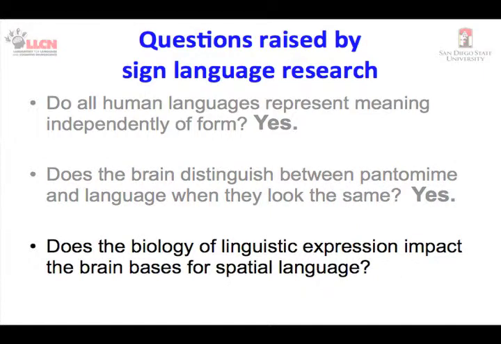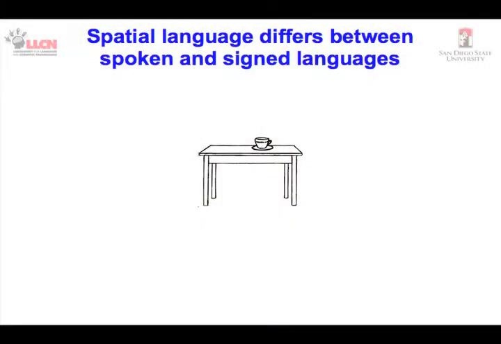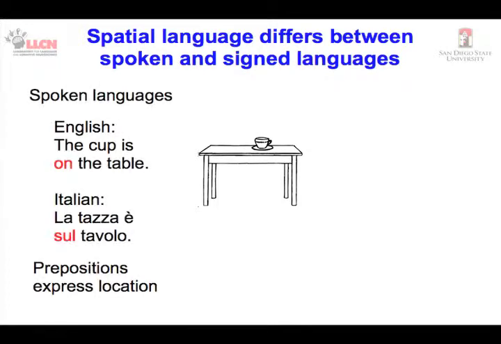And this seems to have a particular impact in how sign languages encode information about space, so talking about the locations of objects. So let me tell you what I mean. If you think about this scene, you think about how you would describe it in English, sort of cup on a table, or if you know another language, you can think about how your language would encode this.